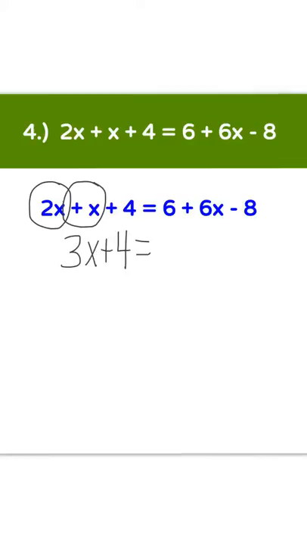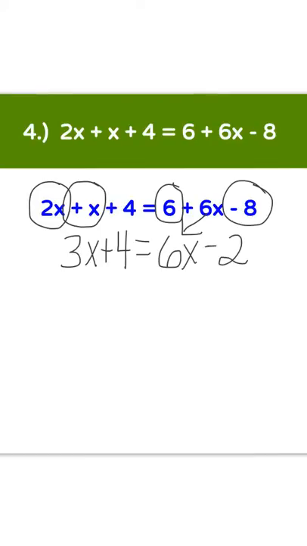On the other side, you have constants, a 6 and a negative 8, that can be combined. But we're first going to write our variable and bring that down, and that's a positive 6x. Now you have a positive 6 and a negative 8. They're different signs, so you subtract. 8 minus 6 is 2, and the 8 is the bigger number, so you keep the negative sign. Your new equation is 3x plus 4 equals 6x minus 2.